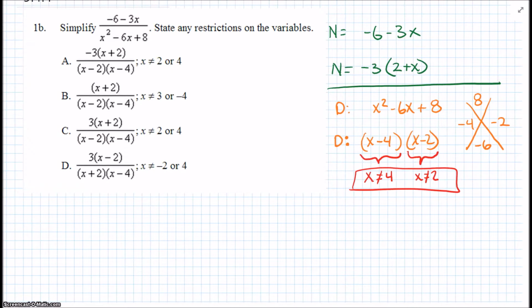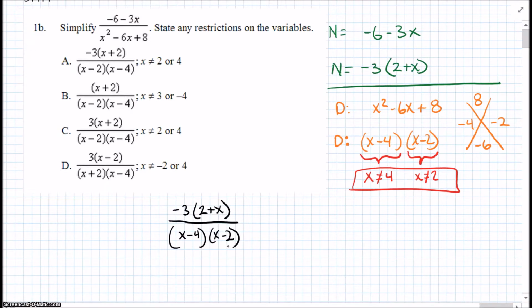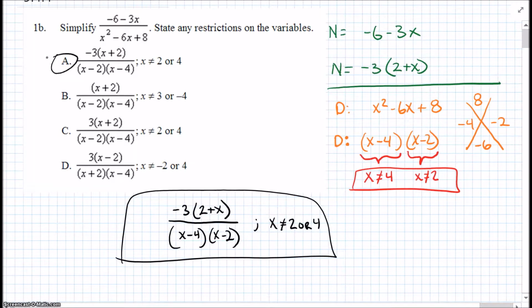And so let's rewrite this. So I have negative 3 times 2 plus x, that's just my numerator, divided by x minus 4 times x minus 2. Can I simplify it anymore? No. What are my restrictions? X cannot equal 2 or 4. So my answer looks like A.